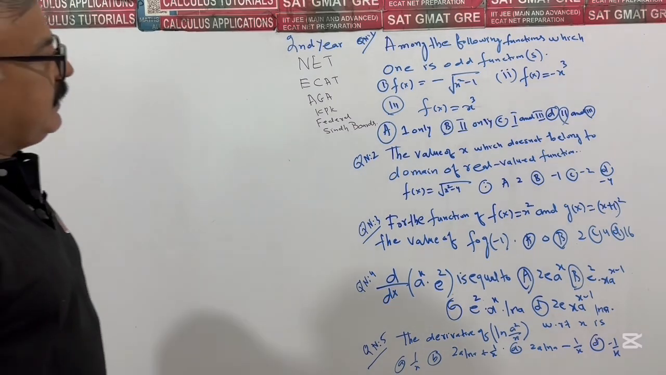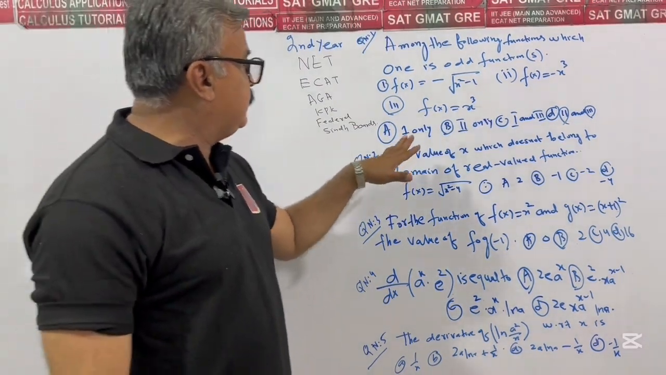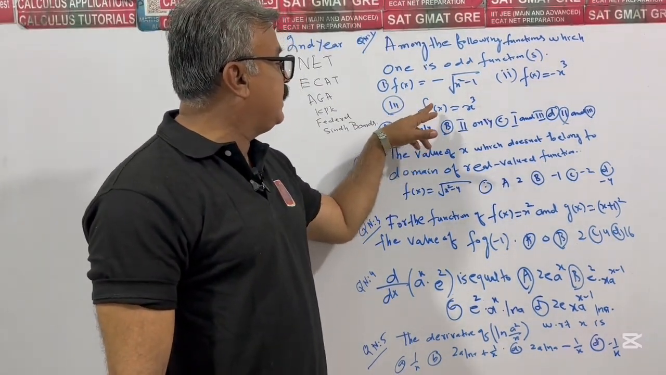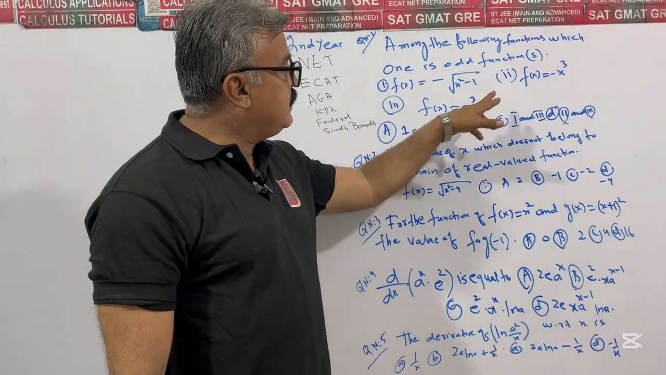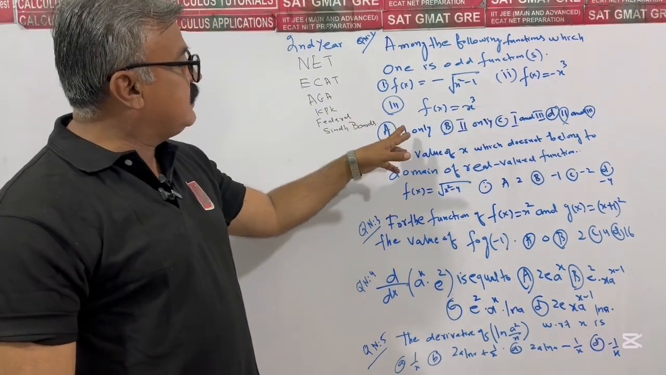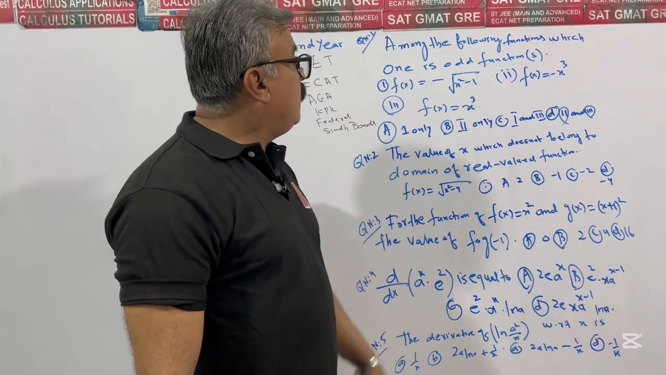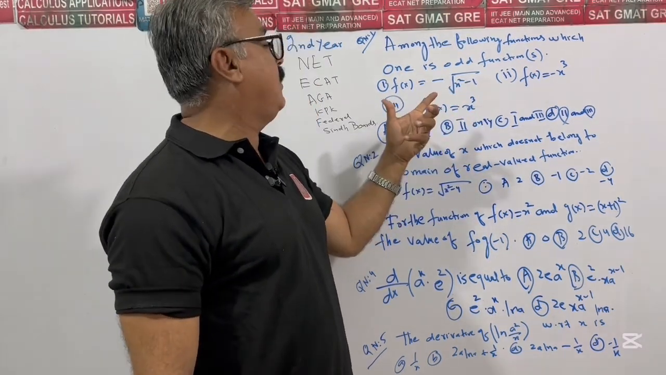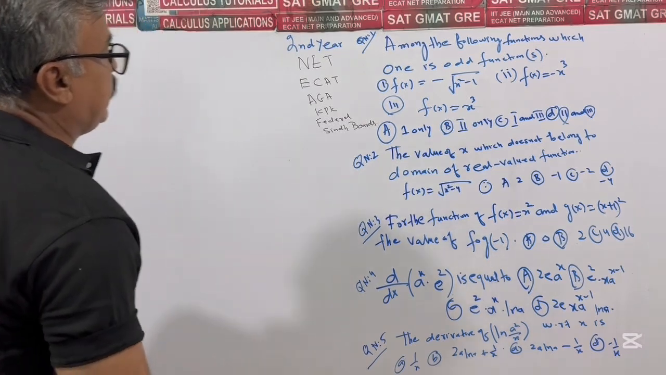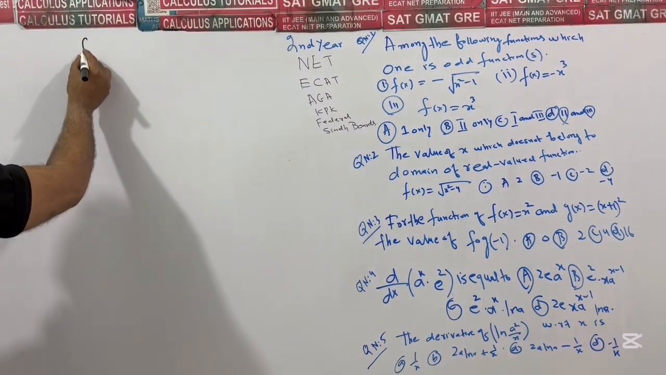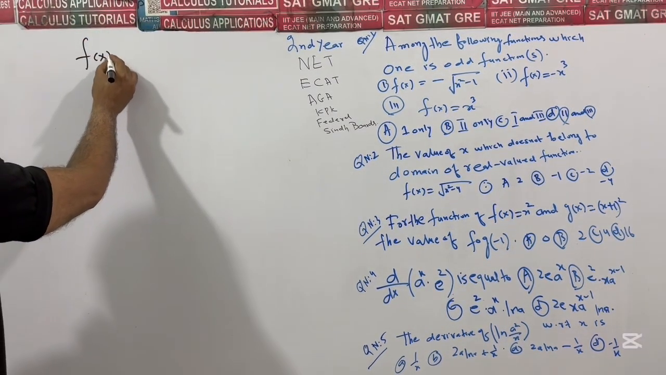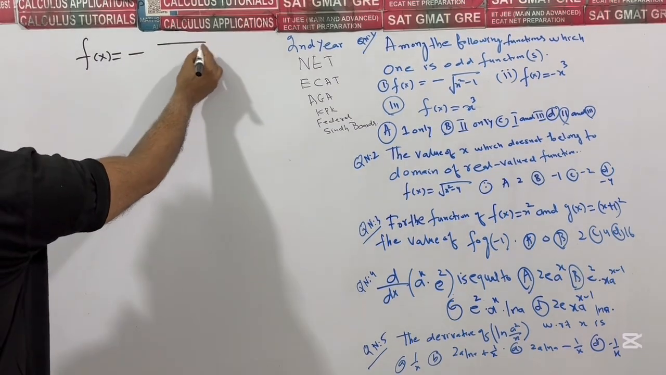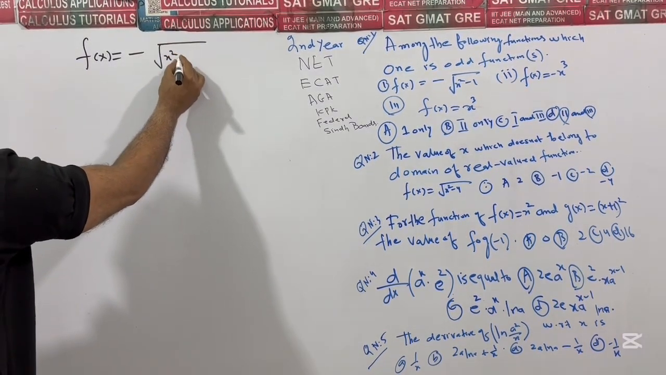Question number 1, we have been given three functions. f of x is equal to negative times root x square minus 1, f of x is negative times x cube, f of x is x cube. We have to hunt which one is odd. How many are odd? Let's see and find out. Let's apply postmortem on question number 1. It's given to us minus root x square minus 1.